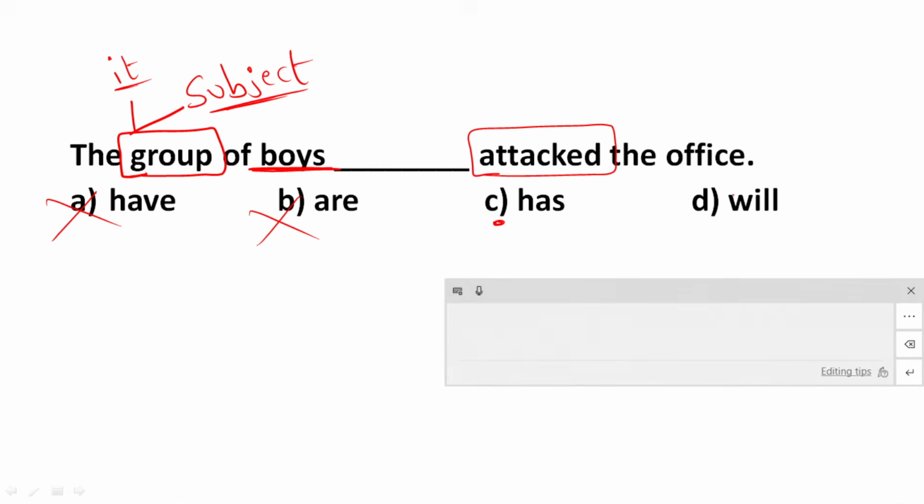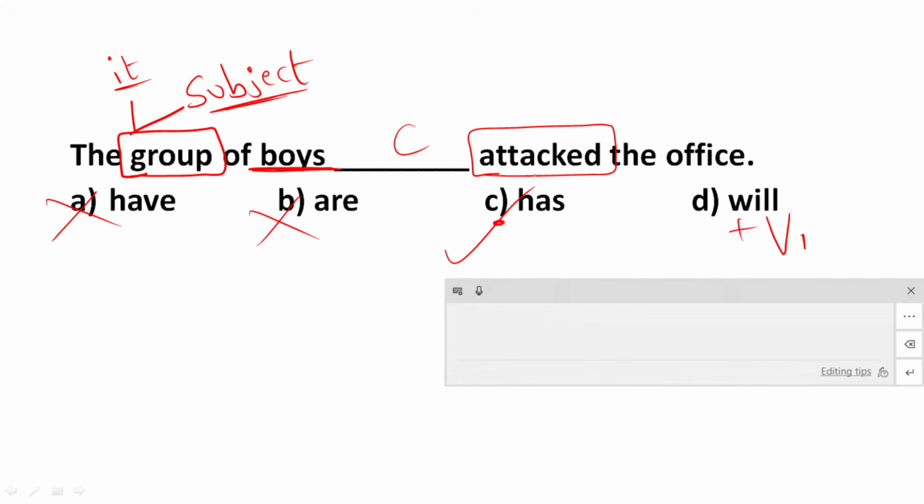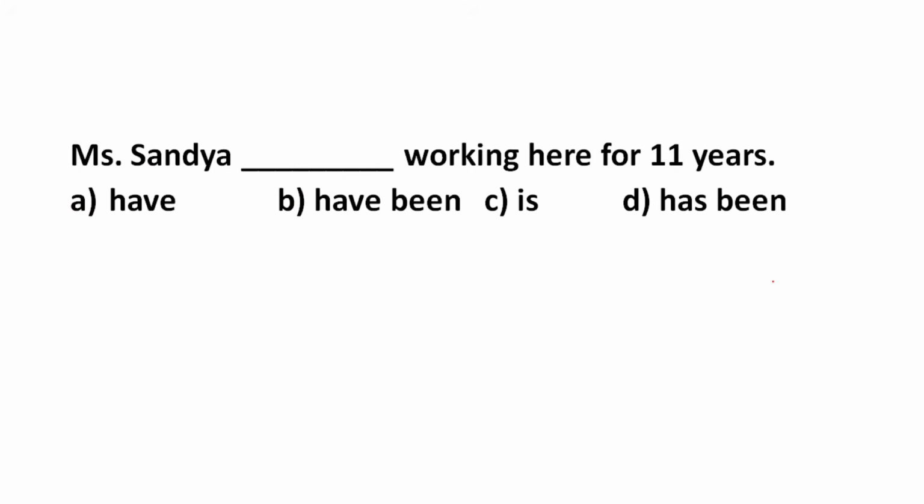Attacked. Now, we all have discussed that will is always followed with the helping verb, verbal form, first form, correct? Will is always used with the verb V1. So now tell me, attacked is not V1. So the right answer is option C, that is has. Correct? So that is the point here. Now the natural answer is the group of boys has attacked the office. We'll go to the next question.